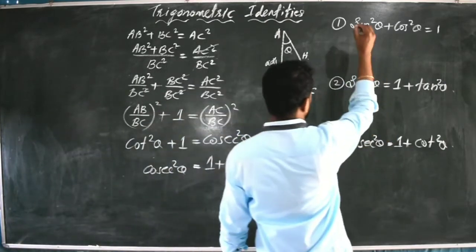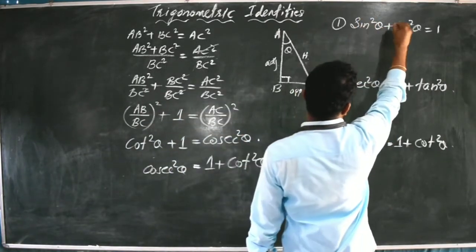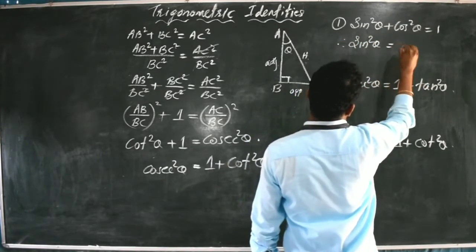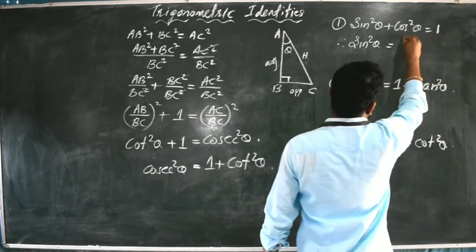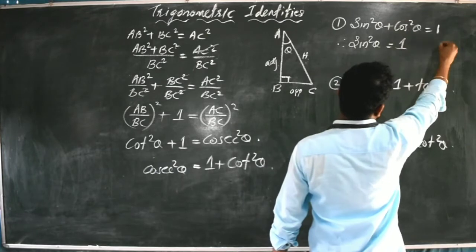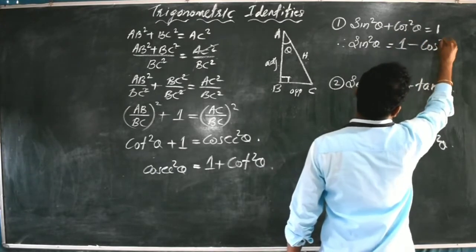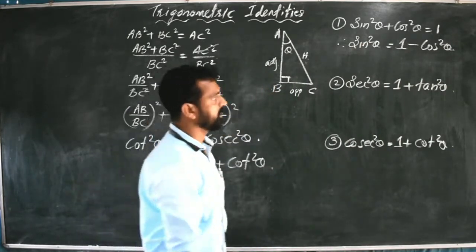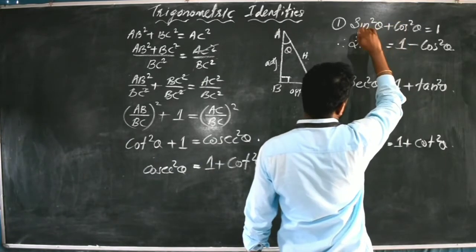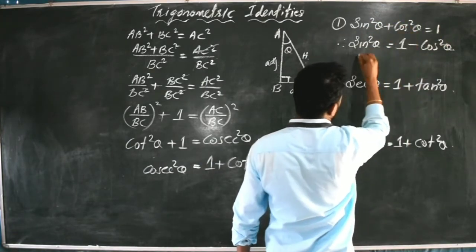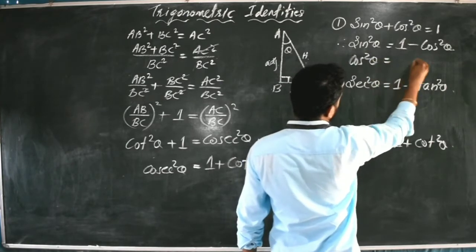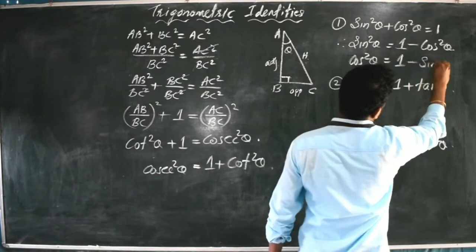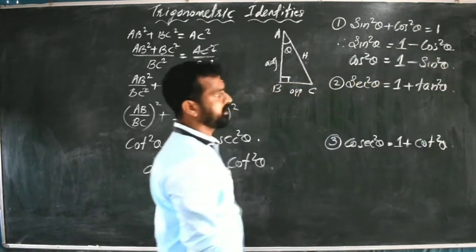From the first equation we can derive 2 more. That is sin square theta plus cos square theta is equal to 1. Therefore sin square theta is equal to, on the right hand side, 1 you have to write first, plus cos square theta transposing to the right side becomes minus cos square theta. That is the second equation: sin square theta is equal to 1 minus cos square theta. Now from this first equation, sin square theta you transpose to the right side. Then what will remain here? Cos square theta is equal to 1 minus sin square theta. That is the third equation.